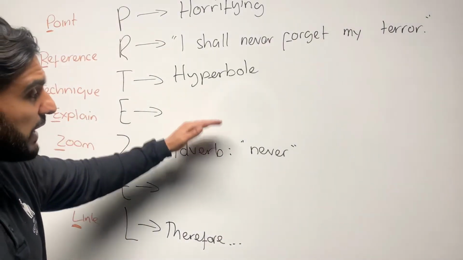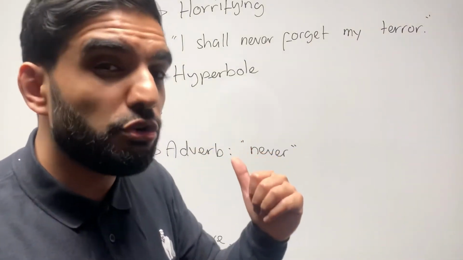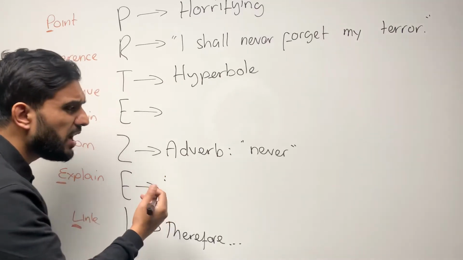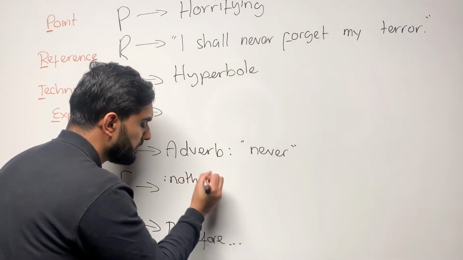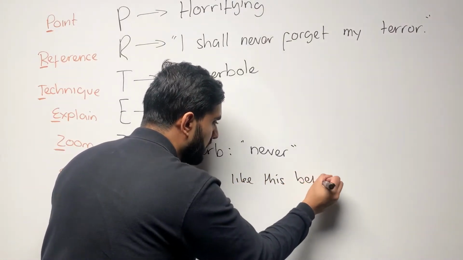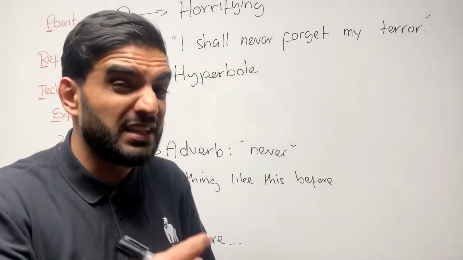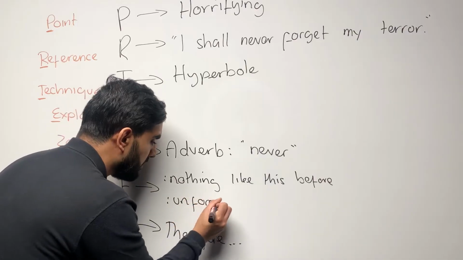Now this leaves our 2 explanation. Now this is just a plan, so I'm not going to go crazy. Here guys, for the expression of never, I'm going to make a point. Nothing like this before. My point being that the character has never ever experienced something like this before. And guys, the last point is that it is unforgettable.